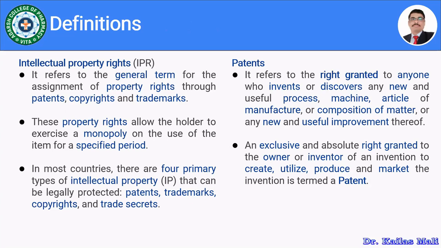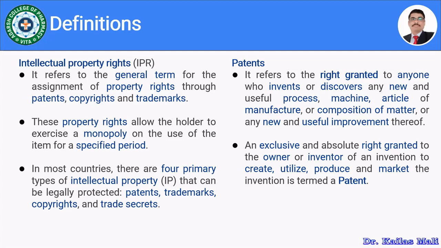So the very first definition is IPR. IPR, long form, is intellectual property right. There are four types of IPRs: patents, trademarks, copyrights, and trade secrets. So what is meant by intellectual property rights? Intellectual property rights refers to the general term for the assignment of property rights through patents, copyrights, and trademarks. That is known as intellectual property rights.